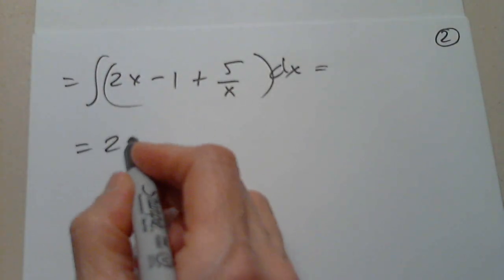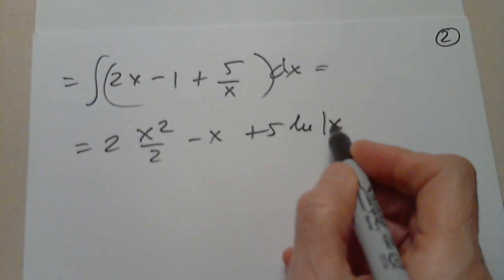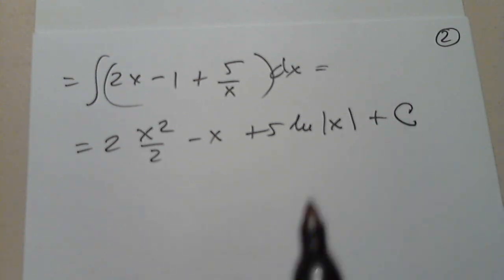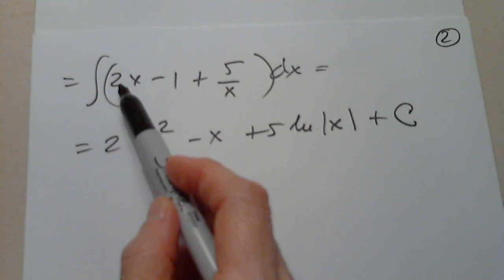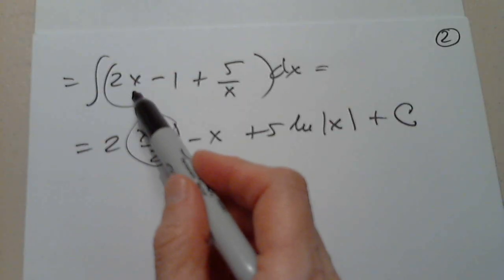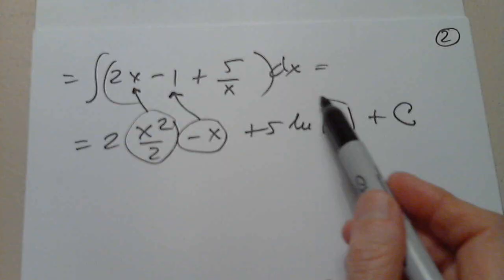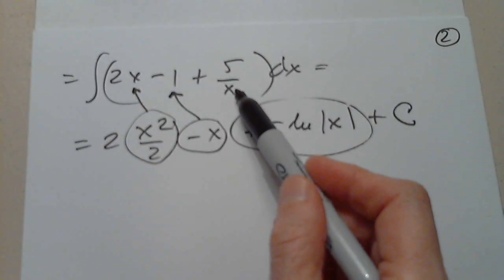So at this point, I have 2x squared over 2 minus x plus 5 natural log of the absolute value of x plus a constant c. So I copy 2. When I differentiate this function, I get x. When I differentiate this function, I get -1. When I differentiate this function, I get 5 over x.